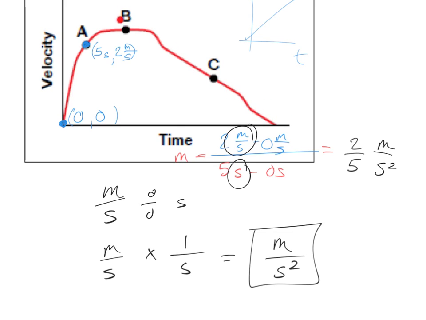I'm leading you toward it. The slope in this range is negative. Again, slope is positive, positive acceleration. Slope is 0, 0 acceleration. Slope is negative, negative acceleration, also known as deceleration, meaning it's slowing down.